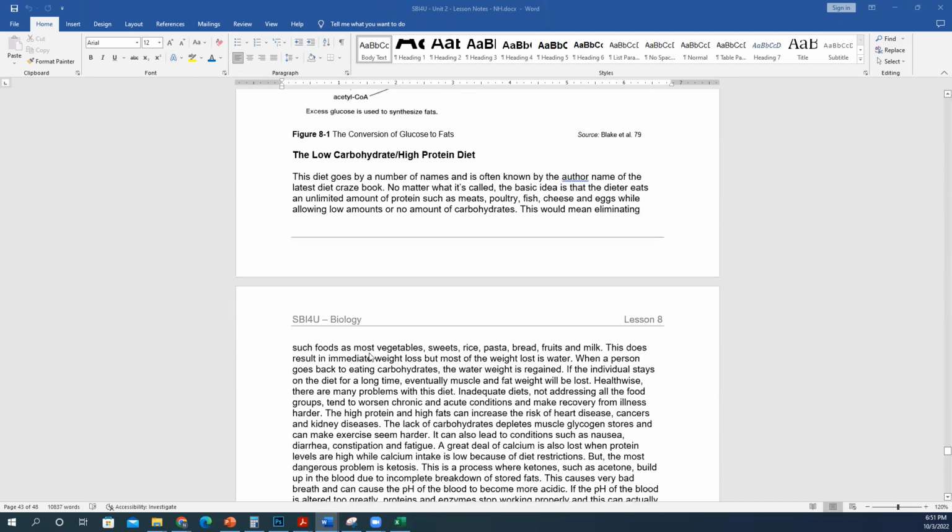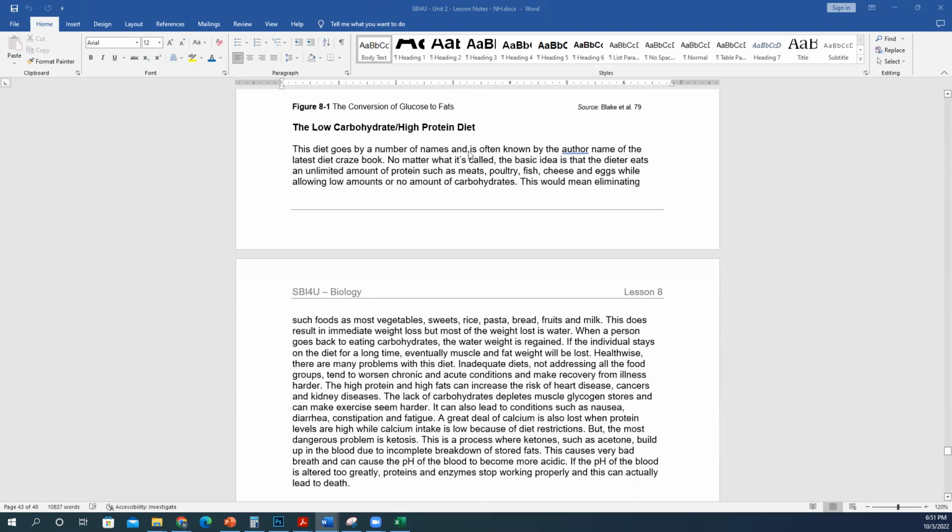Now, how about the low carbohydrate, high protein diet? This diet goes by a number of names. Sometimes it's got the author's names on it, but anyhow, no matter what it's called, the basic idea in this type of diet is that you can eat unlimited amounts of proteins, such as lots of meat, lots of poultry, fish, cheese, eggs, while allowing almost no carbohydrates, so low that essentially it's limited to negligible amounts.